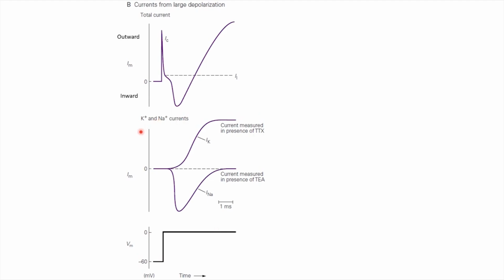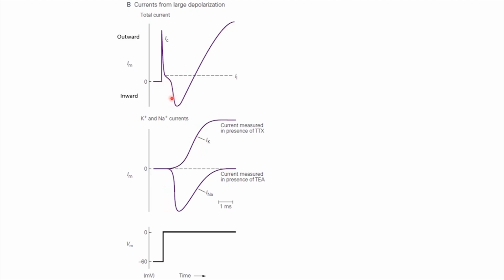So once we have removed the capacitive and leakage currents and we have resolved this time varying current into the sodium and potassium currents using TTX or the tetraethyl ammonium, this is what we get. So this is the current that is obtained in presence of tetrodotoxin, which means that sodium currents have been removed. So this current must be because of potassium. And this is the current that we get in presence of tetraethyl ammonium, which means potassium currents have been removed now. So this must be because of sodium. And the sum of these two will give us the original current profile. So if you add this curve with this curve, this is what we will get.